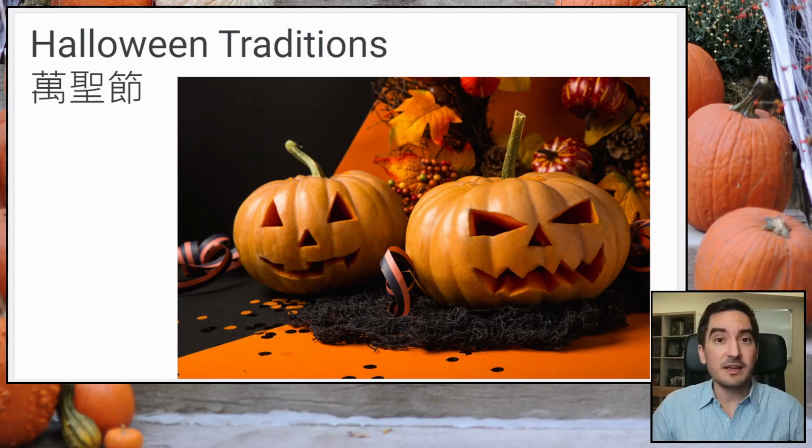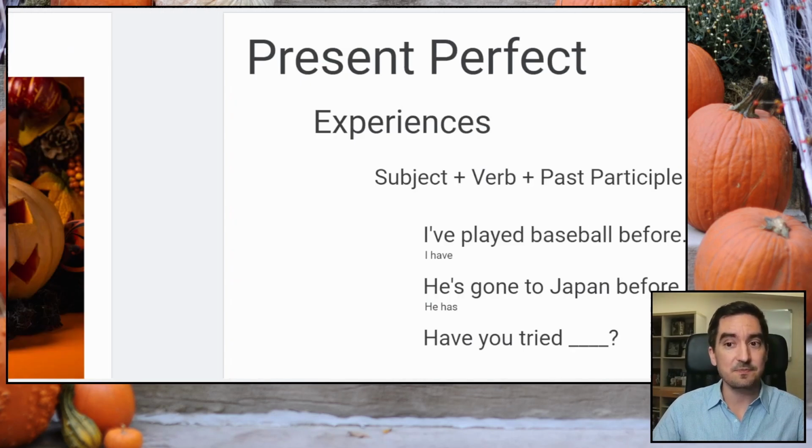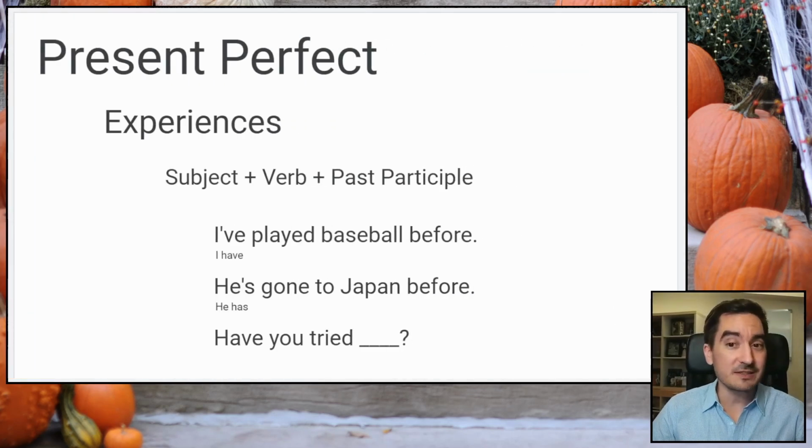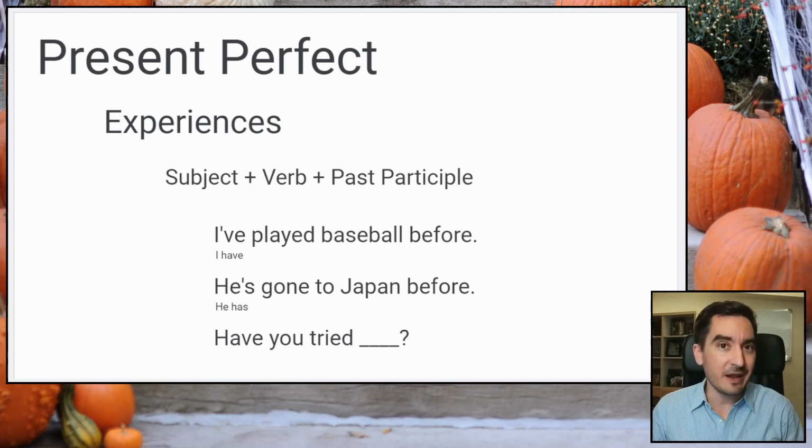Today we're going to be talking about Halloween traditions. And Halloween is a very popular holiday in the United States. And so there are a lot of different things you can do on Halloween. And while we're talking about these Halloween traditions, we're going to be practicing a little bit of present perfect tense. The present perfect tense. It's talking about things that happened before, but it's important right now.